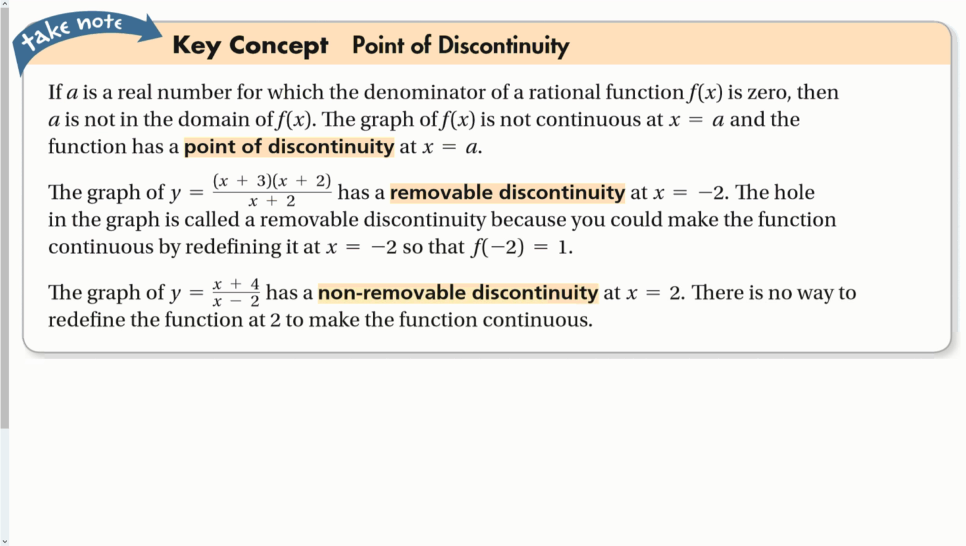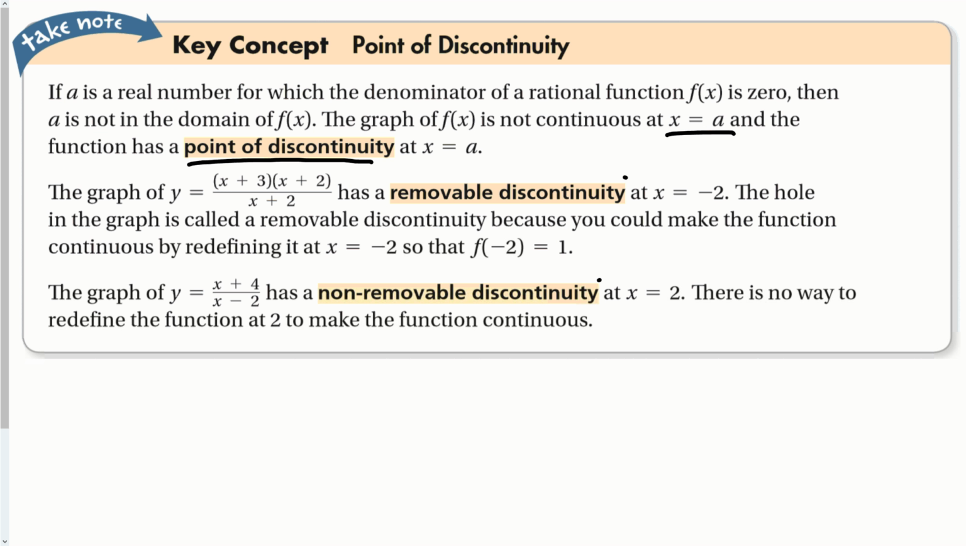So if a is a real number for which the denominator of the rational function is 0, okay, so it's something that makes the denominator 0, then that means that a is not in the domain of my function. The graph of f of x is not continuous at this point because it made the denominator equal to 0, and that means we have a point of discontinuity. Now there's 2 types, removable and non-removable.